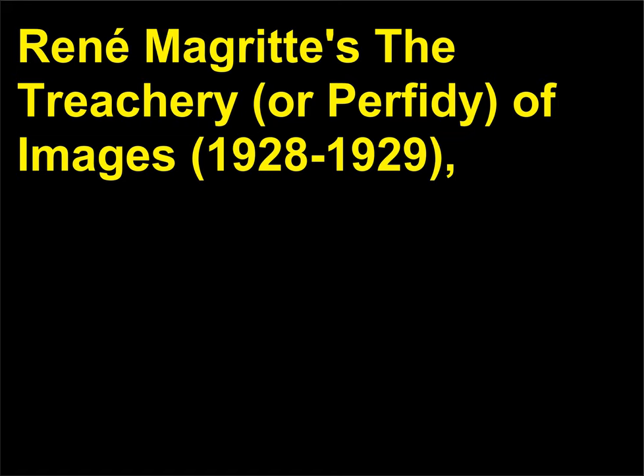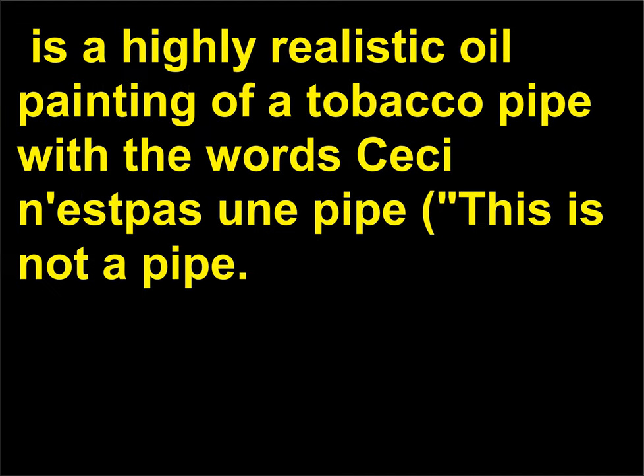René Magritte's The Treachery, or Perfidy, of Images, 1928-1929, is a highly realistic oil painting of a tobacco pipe with the words "Ceci n'est pas une pipe," this is not a pipe, painted below.